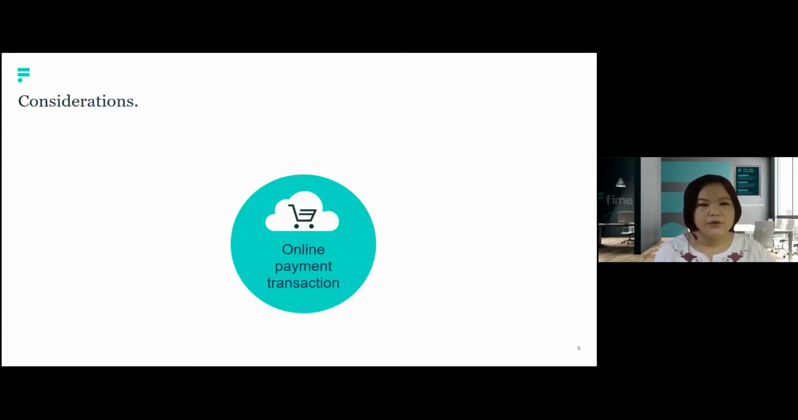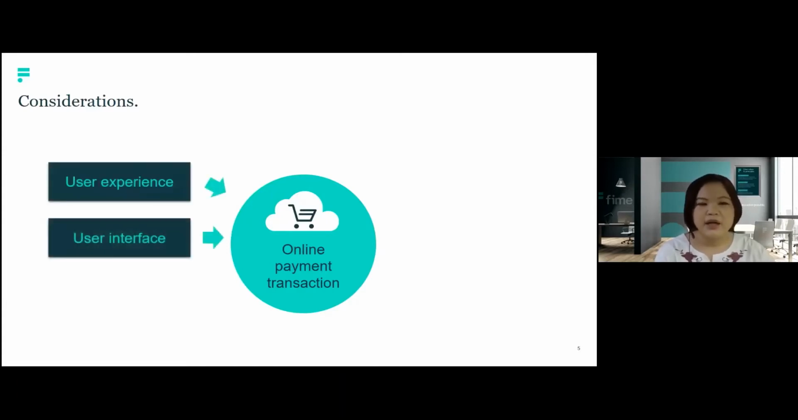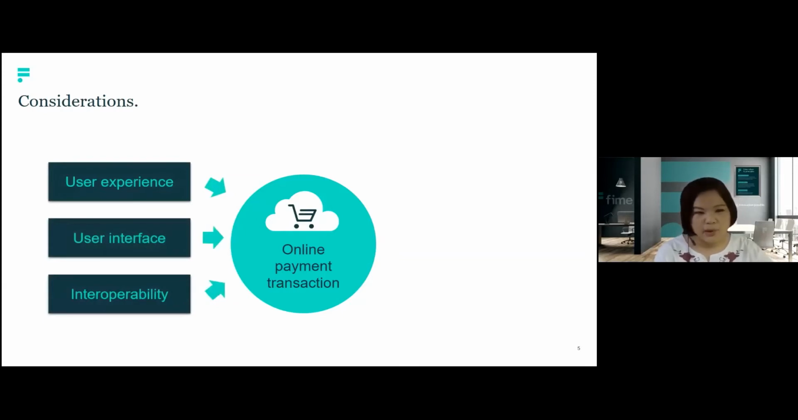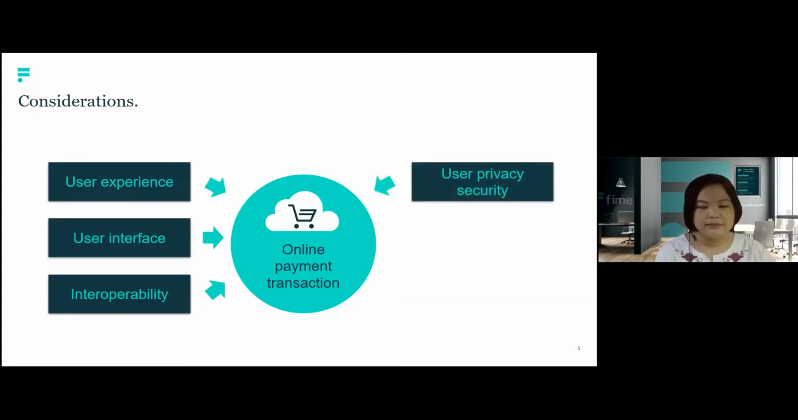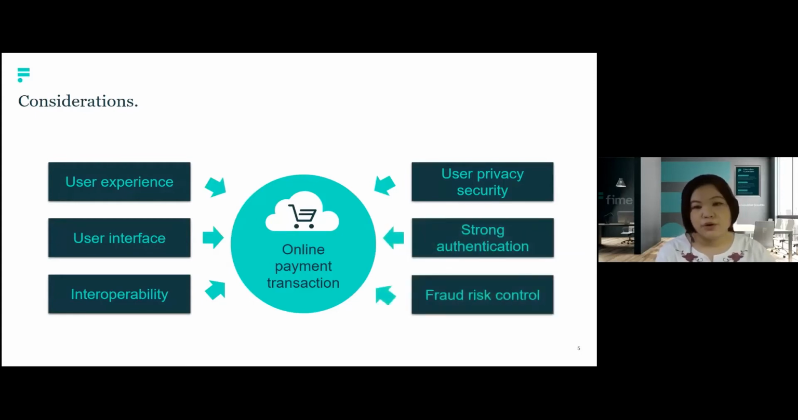On one side, for merchants, we can see that merchants care about user experience, user interface, and interoperability for their consumers to create a frictionless transaction experience. And then on the other side, the banks care more about user privacy, security, strong authentication, and fraud risk control, which, to enable risk control with strong authentication, will create some friction.